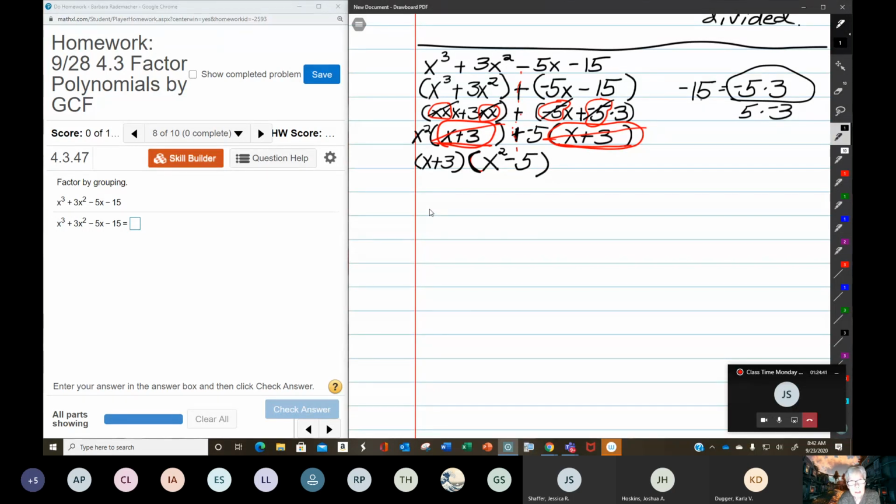Later in the semester, you're going to find out you can actually factor that, but it's not pretty. And we'll do that later in the semester, but not now. But okay, your solution is x plus 3 in parentheses times in parentheses x, not solution. It's not a solution, it's a factorization. X plus 3 times x squared minus 5. And that is factoring by grouping.